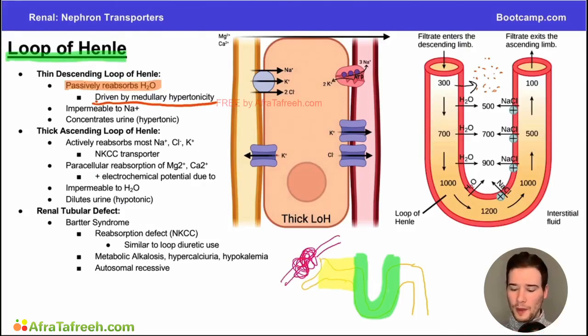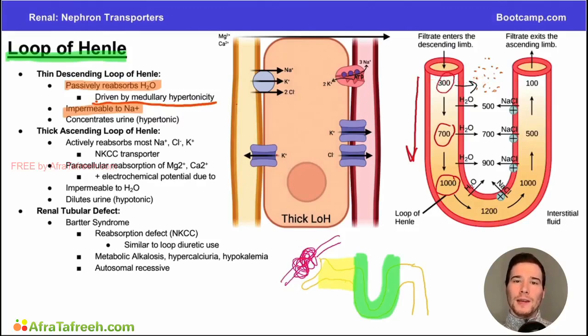Another really important thing here is this impermeability to sodium. Why does this matter? Because you can see as we move down the thin descending limb, look at the concentration of our solute: 300, 700, 1000. So you can clearly see this becoming more and more concentrated because we are passively reabsorbing water, H2O, but this impermeability of the cells, this inability to bring out sodium, creates a system that allows us to get more and more concentrated as we move down. We're reabsorbing water, but we're not able to reabsorb the solute.